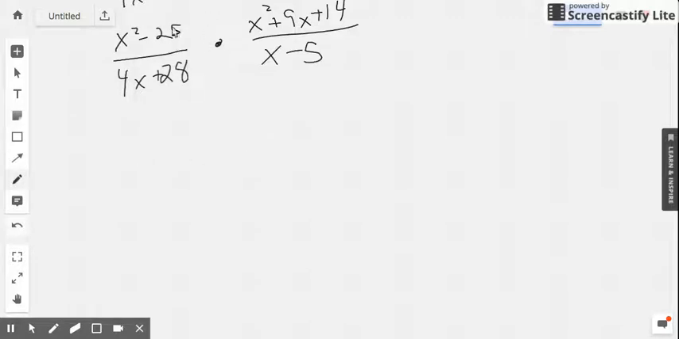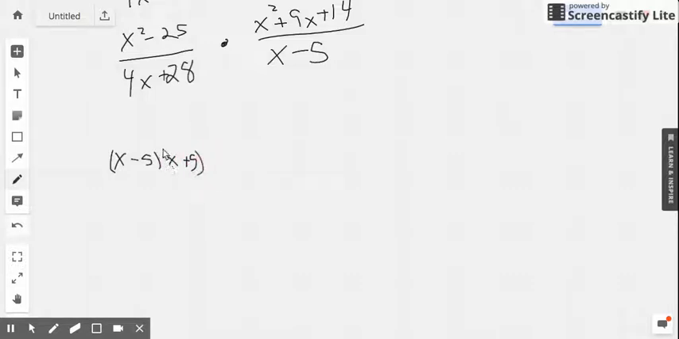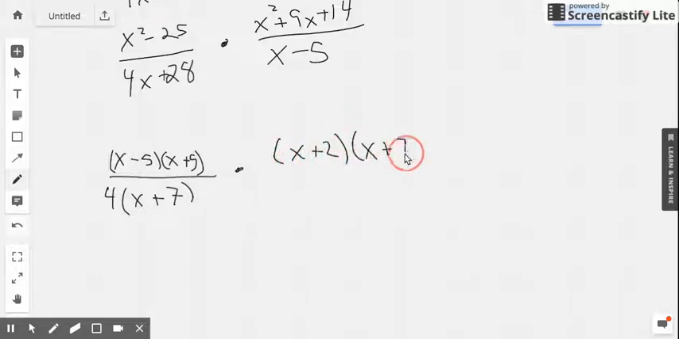So now we want to factor these. Well, this is difference of squares, so it's going to factor out to x minus 5, x plus 5. This has a common factor of 4, so we can just factor out that 4, and we're left with x plus 7. Up here, 9 and 14 are going to be 2 and 7, so this is going to be x plus 2, x plus 7 is how that factors out, and x minus 5 obviously doesn't factor out at all.